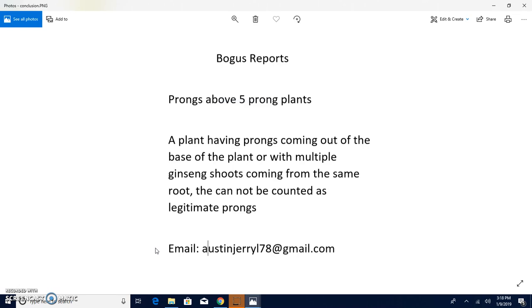And also, if you got any experience with 5-prong ginseng plant patches, and if you have a patch that's got a lot of 5-prong ginseng plants in it, I'd be interested in hearing from you and let me know about your experiences. Like, I've got a patch with 30 ginseng plants in it, and most of them are 5-prong plants. I'd be interested in hearing from you. This is something that I'm kind of interested in, and I'm sure a lot of you people out there in ginseng are interested in it, so I'm making this little video about it.